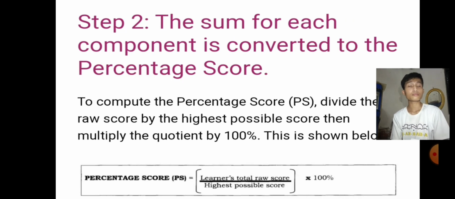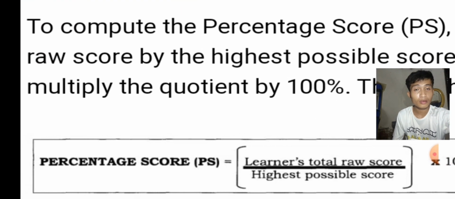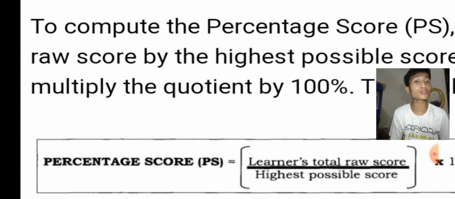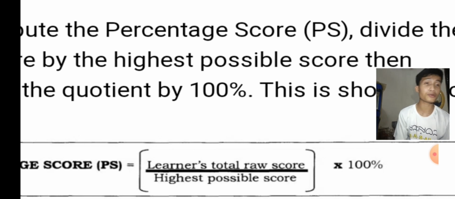Step two, the sum for each component is converted to a percentage score. To compute the percentage scores, divide the raw scores by the highest possible score, then multiply the quotient by 100%. This is shown below. So this is the formula: the percentage score is equal to the learner's total raw score divided by the highest possible score, then multiplied by 100%.